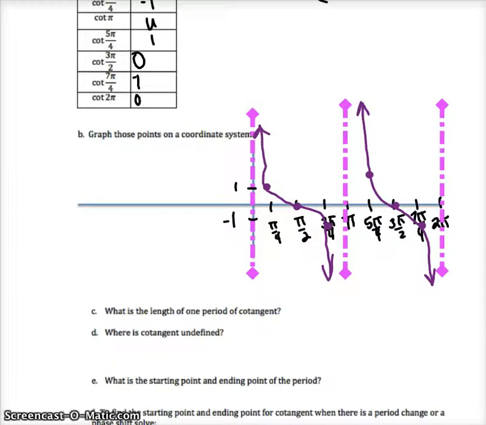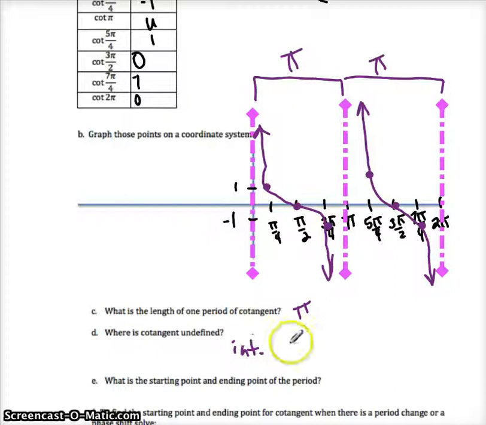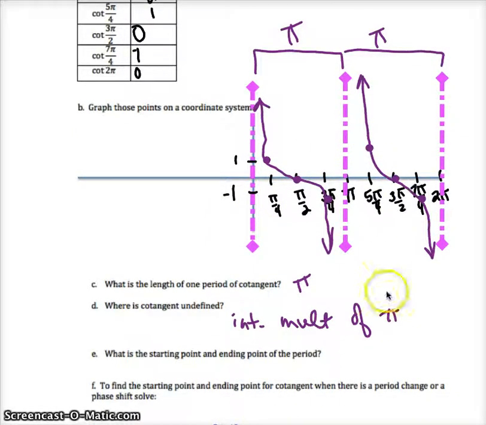The length of one period, notice that these asymptotes are pi radians apart. So the length of one period for cotangent is pi radians. Cotangent is undefined everywhere there is an integer multiple of pi. So integer multiples of pi: 0, pi, 2 pi, or 0, 180, 360, and so on and so forth. For our starting point and ending point, notice it's at the asymptotes, and so we will use 0 to pi.